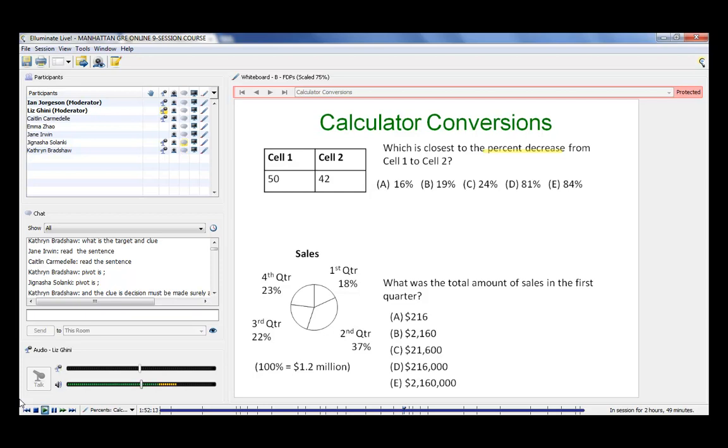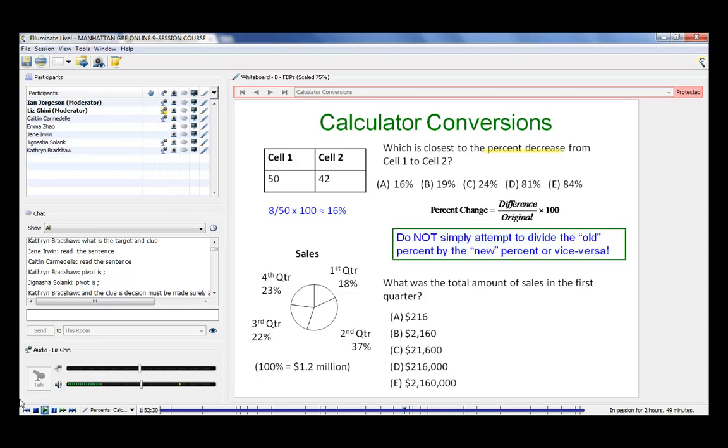Ignacia, excellent. Yeah, it's 50 minus 42, which is just 8 over 50. As long as you get the right answer. Now nobody fell for it here. You can't just divide the old percent by the new percent. Nobody fell for this, so that was awesome.